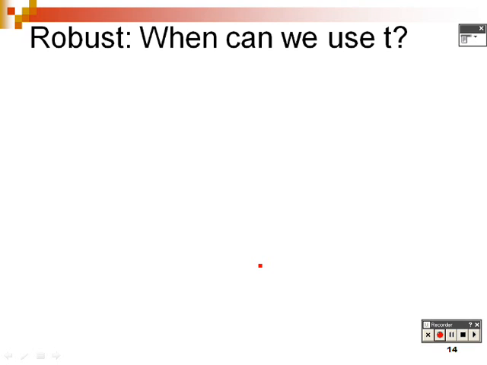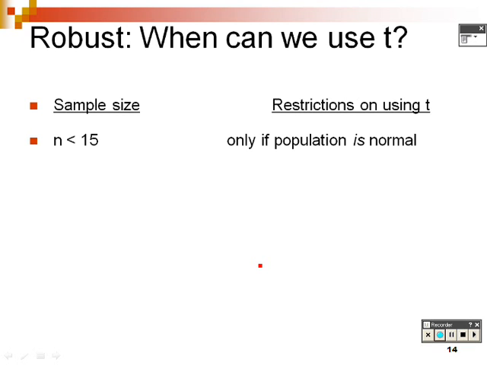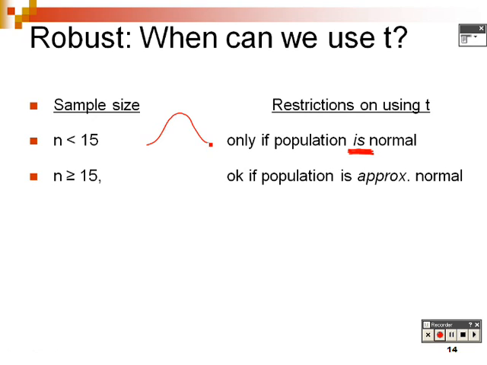When can we use the t-statistic? Let's lay out a couple of restrictions. If your sample size is smaller than 15, you should only use it if your population is normal. You know, if it looks like that. If it's bigger than 15, it's okay still to use the t-distribution, but only if your population looks close to normal. If you have something like that, that's probably okay, but this would not be okay.